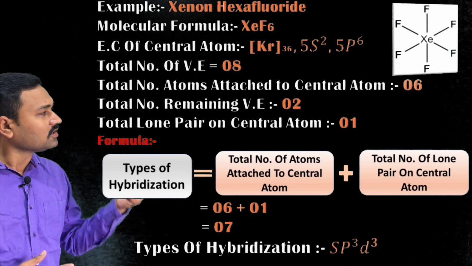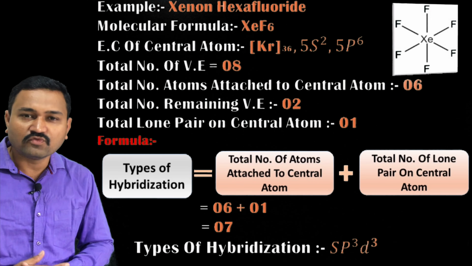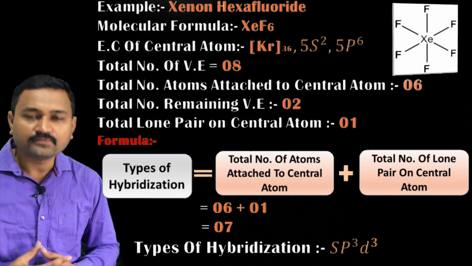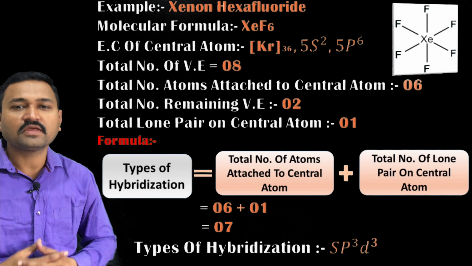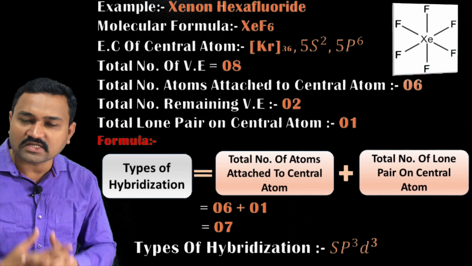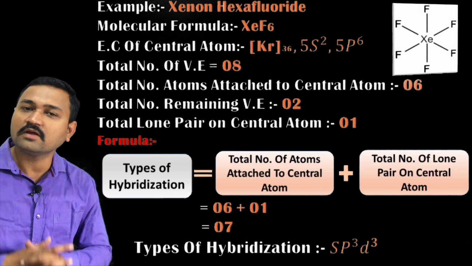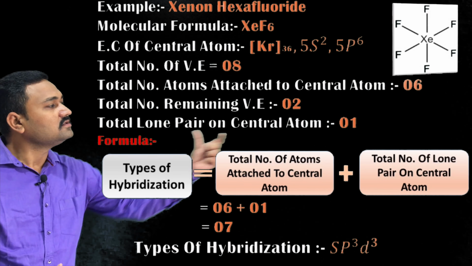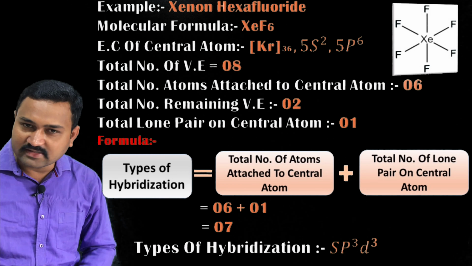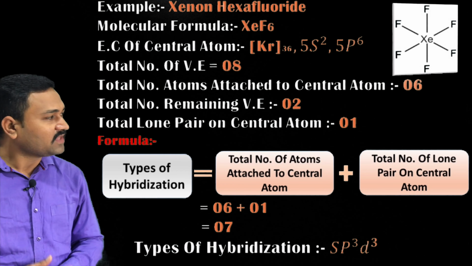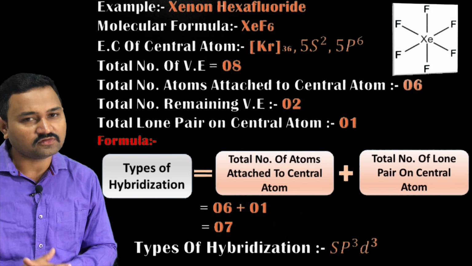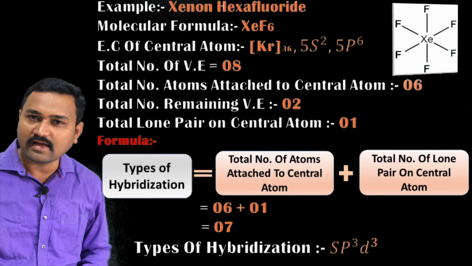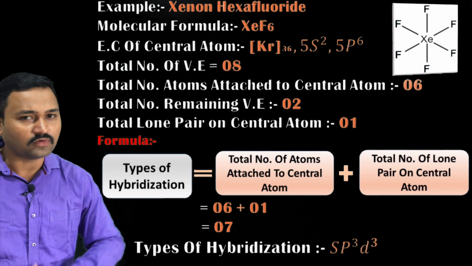Now, the total number of remaining valence electrons will be equal to 2, as you know that 6 fluorine atoms are attached to the xenon atom. Hence, they will use 6 valence electrons out of the 8 valence electrons, while there will be 2 remaining valence electrons on the xenon. Hence, the total number of lone pairs of electrons on the xenon, that is on the central atom, is equal to 1, as one lone pair contains 2 electrons.